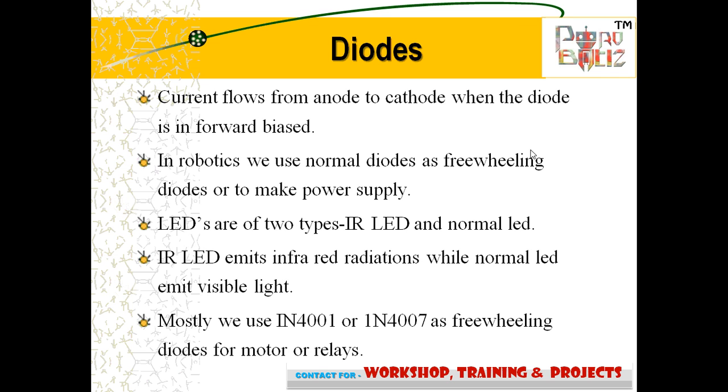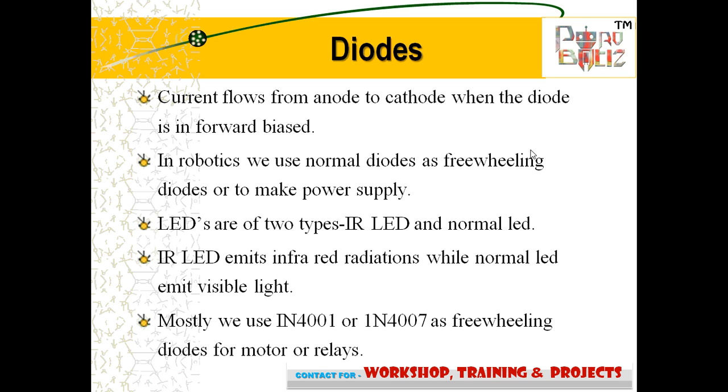Now discuss the diode. Diode current flows from anode to cathode when the diode is forward biased. If anode value is positive and cathode value is negative, then the diode works in forward bias. If anode value is negative and the cathode value is positive, it works in reverse bias.